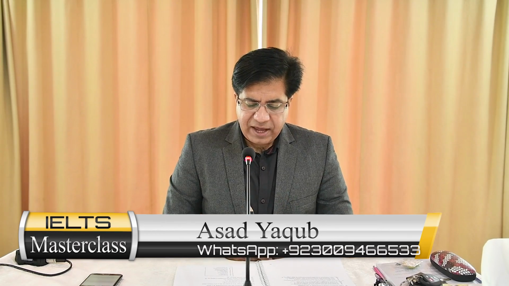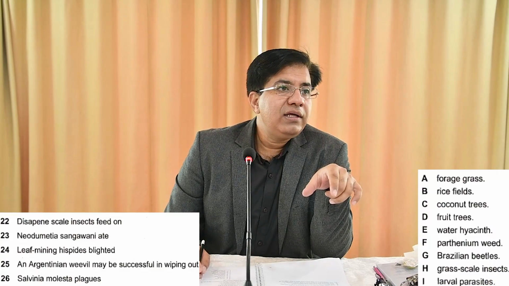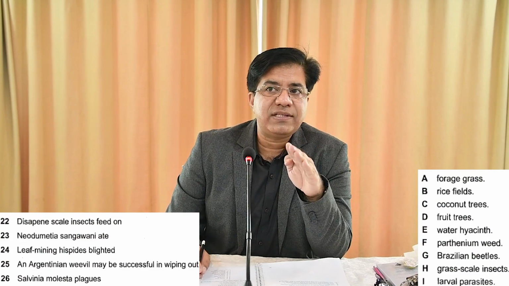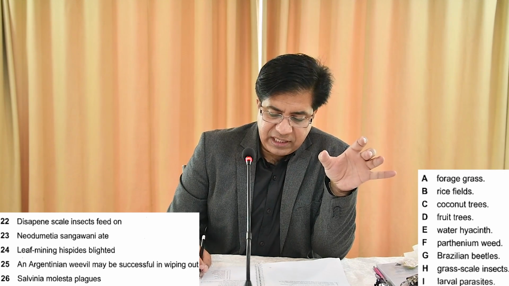Alright guys, now we have questions 22 to 26. First of all, you need to understand the question type, what it is. Complete each sentence with the correct ending A to I. This is called sentence completion with a box. Can you see down there A to I? This is the second half of the sentence. The first half of the sentence is given in the questions.